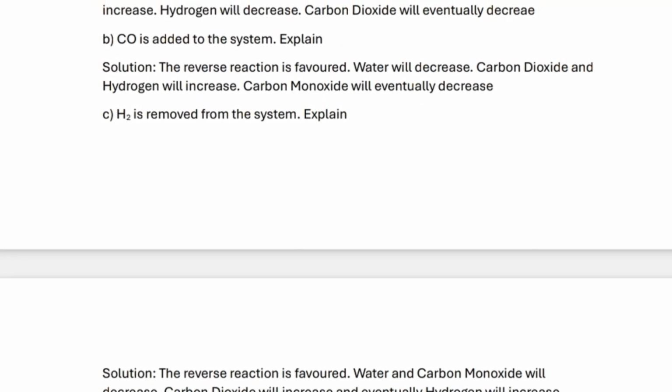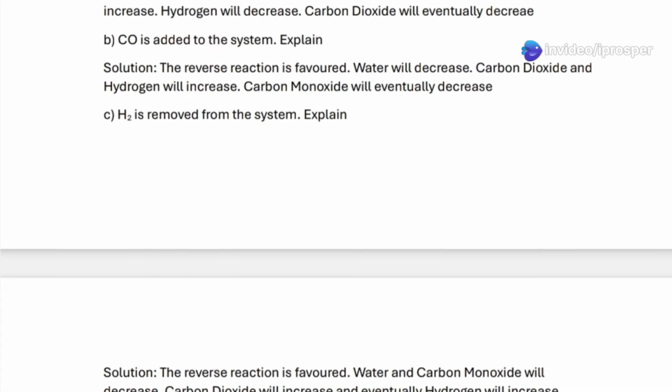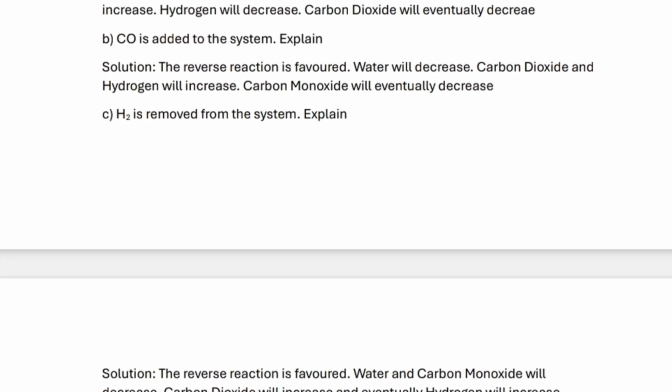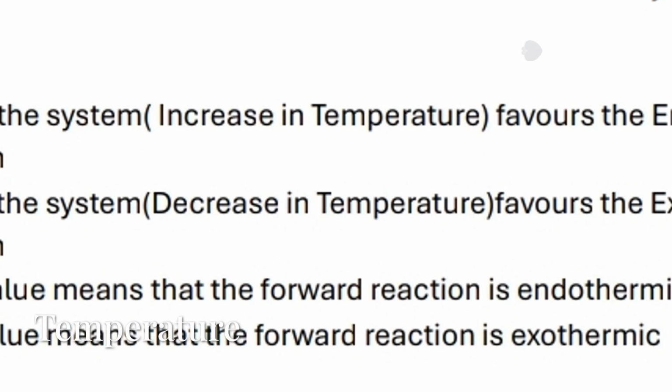Finally, let's see what happens when water is removed from the system. Here, the forward reaction is favored. As a result, carbon monoxide will increase. On the flip side, hydrogen and carbon dioxide will decrease. Eventually, water will increase too.